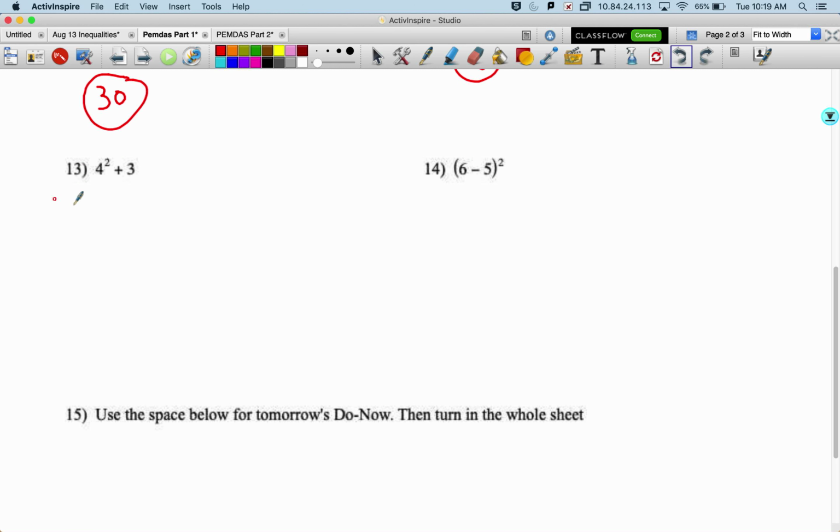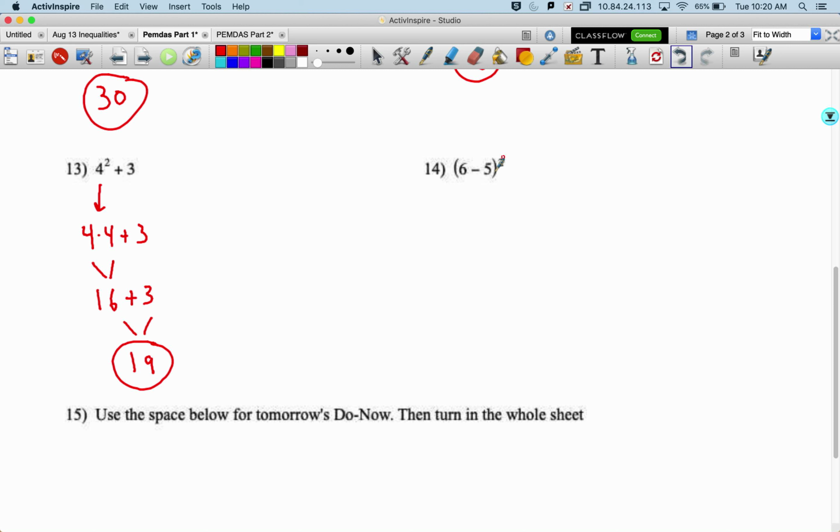All right, we have some exponents in 13 and 14. We know that exponents come before multiplication, division, addition, and subtraction. So here I want to simplify this exponent. 4 squared means 4 times itself 2 times, which is 4 times 4. So I'm going to write that out as 4 times 4, and then combine that to be a 16 before combining it with the 3 to become a 19. Or you might just know that 4 squared is 16 and you can skip that step.